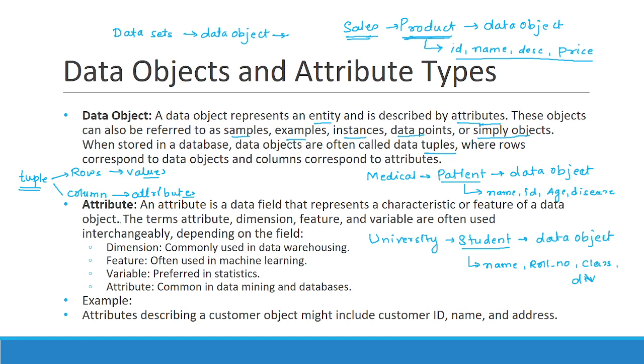This term attribute has various names like attribute, dimension, feature, variable. So these are all one and the same. Dimension is the word used in data warehousing. Feature is the word for attribute used in machine learning. In statistics we use the term variable for attribute. All these are one and the same.